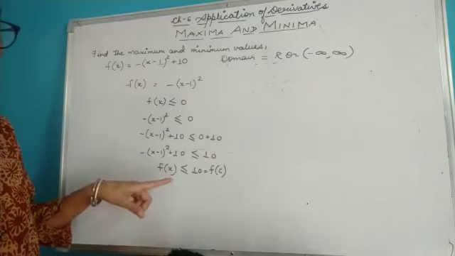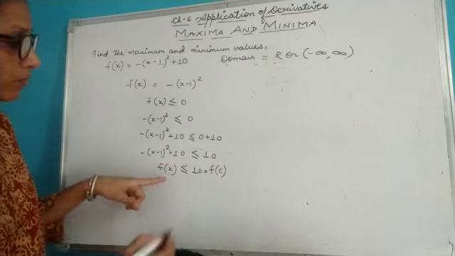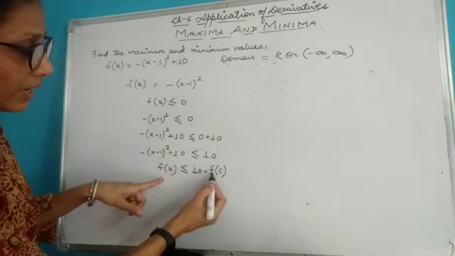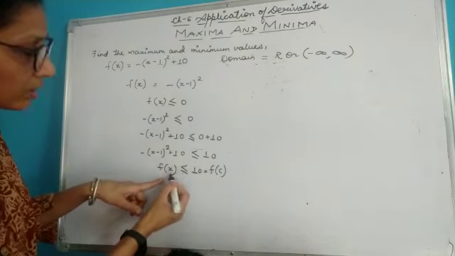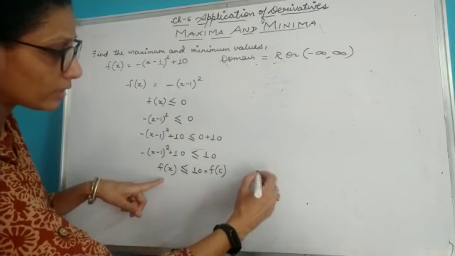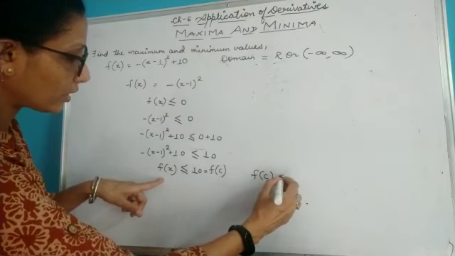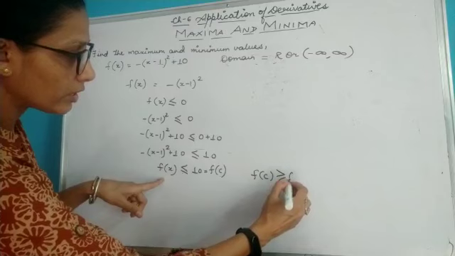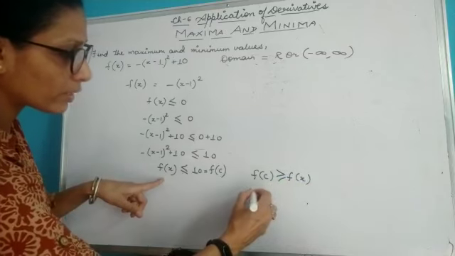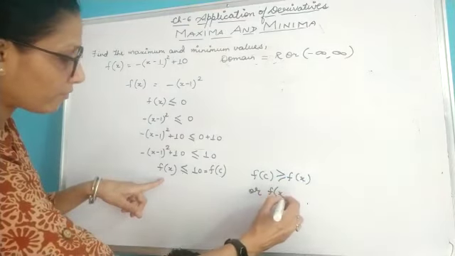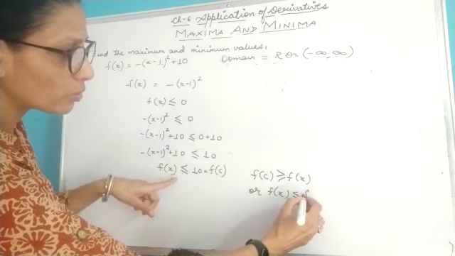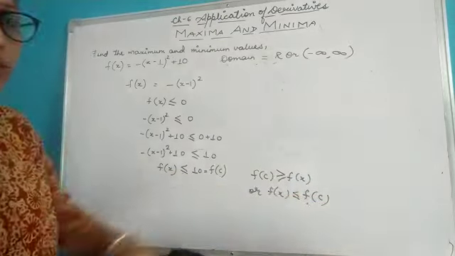Now let's see whether it is attaining a maximum or minimum value. Here I am getting f(c) is greater than or equal to f(x). I can write it as f(c) is greater than or equal to f(x), or I can frame it in this form, f(x) is less than or equal to f(c). Now let's see in the diagram.